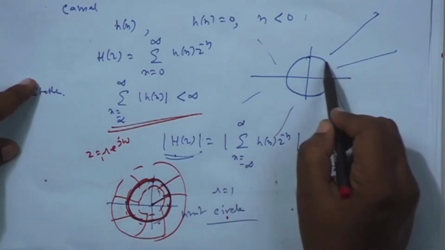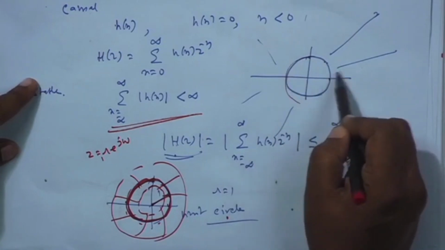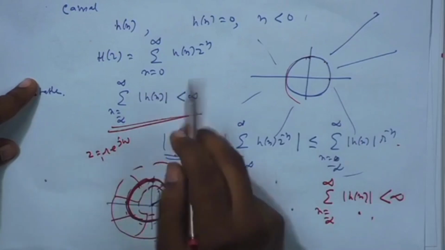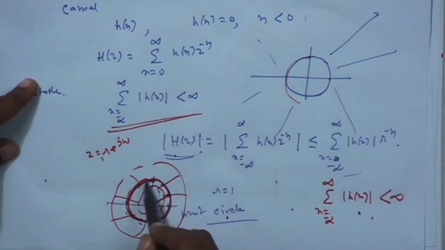If it is causal, the ROC starts from some circle and goes outside up to infinity, including infinity. If it is stable, the ROC, wherever it is, should include the unit circle. Okay.